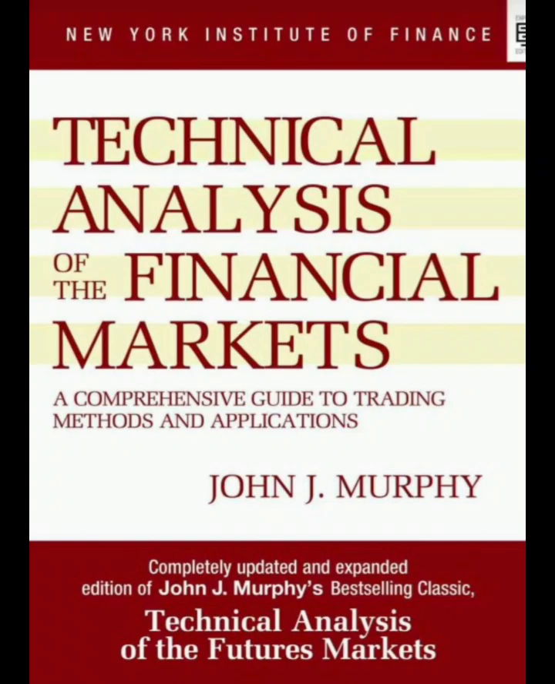Chapter 9 Technical Indicators and Oscillators. Welcome to Chapter 9 of Technical Analysis of the Financial Markets by John Murphy. In this chapter, we dive into the world of technical indicators and oscillators, the mathematical tools that help traders measure market momentum, overbought and oversold conditions, and possible reversals.